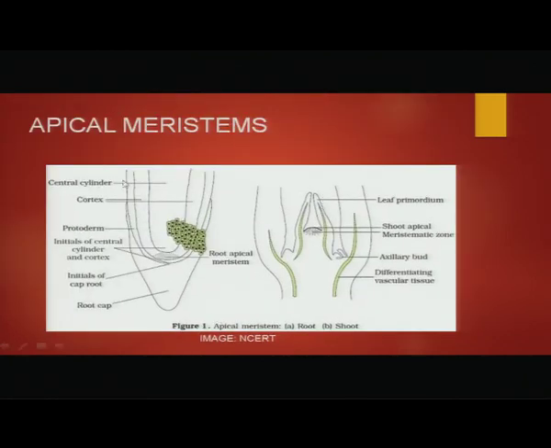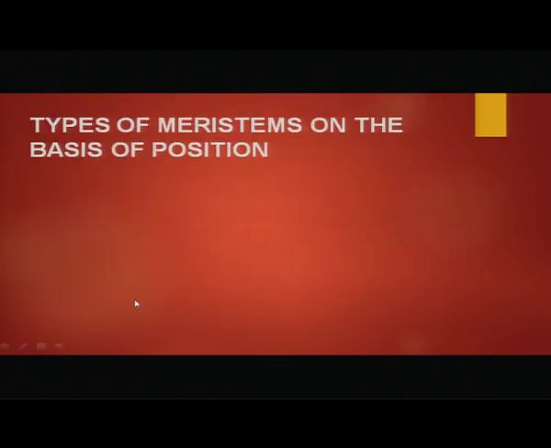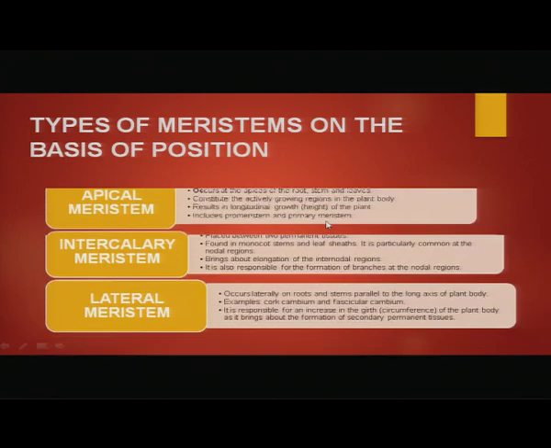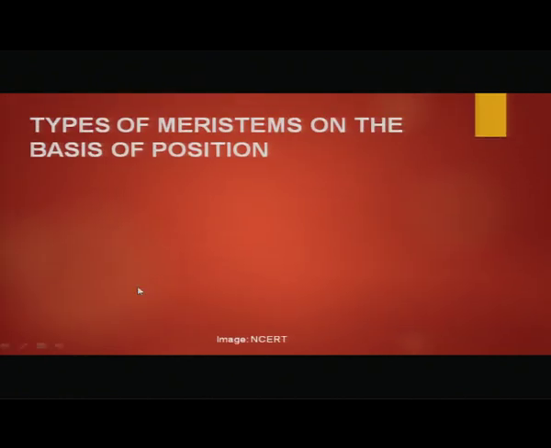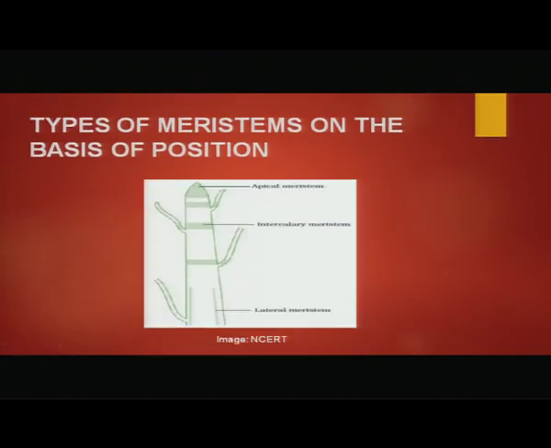This is the diagram of apical meristems that is given in your NCERT. We will come to it later when we will discuss the types of meristem on the basis of position. On the basis of position, the meristems can be divided into apical, intercalary and lateral. Let us see in the diagram here. This diagram is in the class 9 textbook of NCERT. Here you can see the apical meristem which is present at the apices. It can be present at the shoot apex or the root apex also.